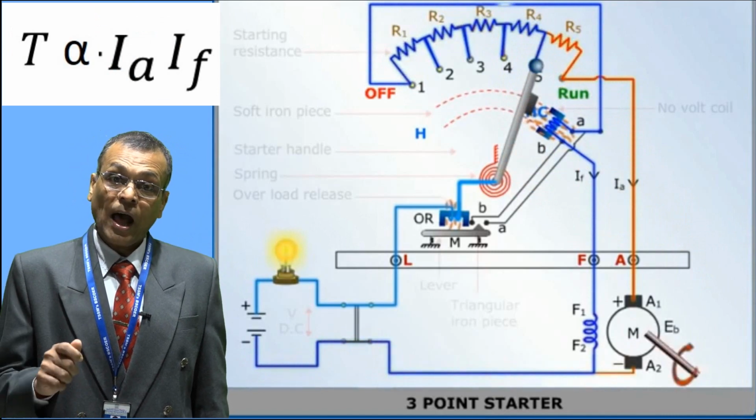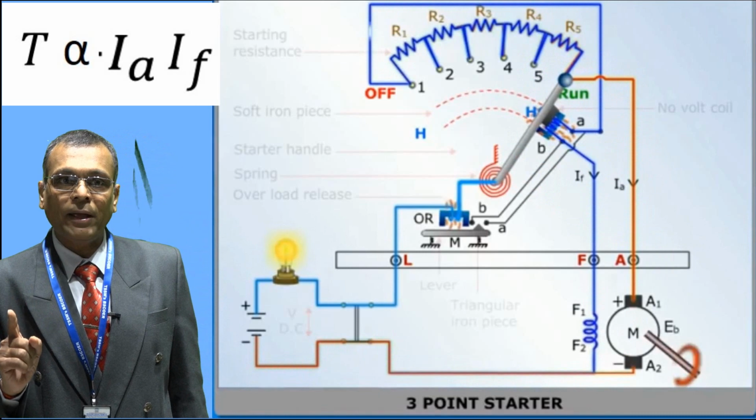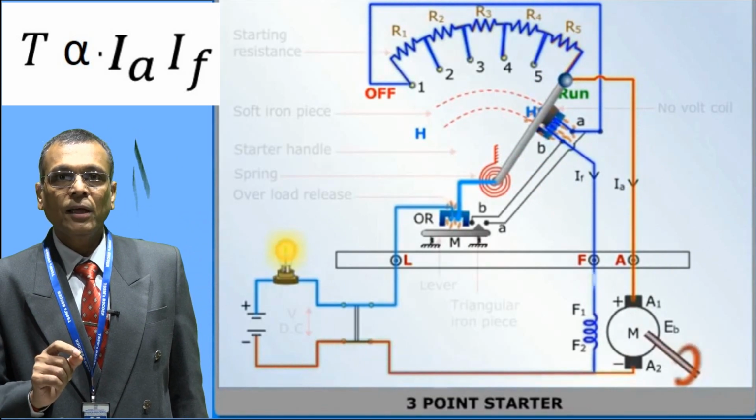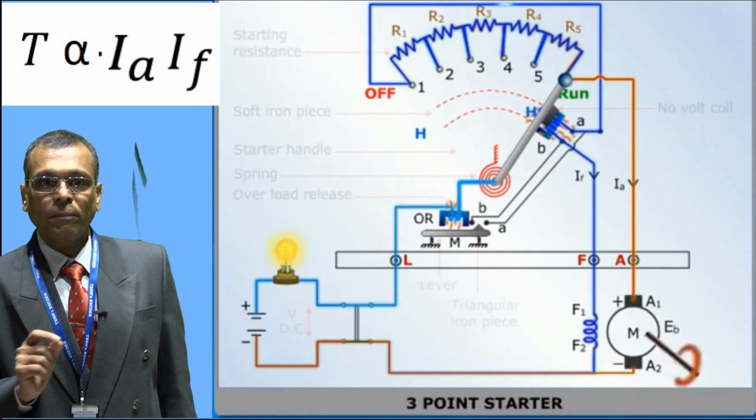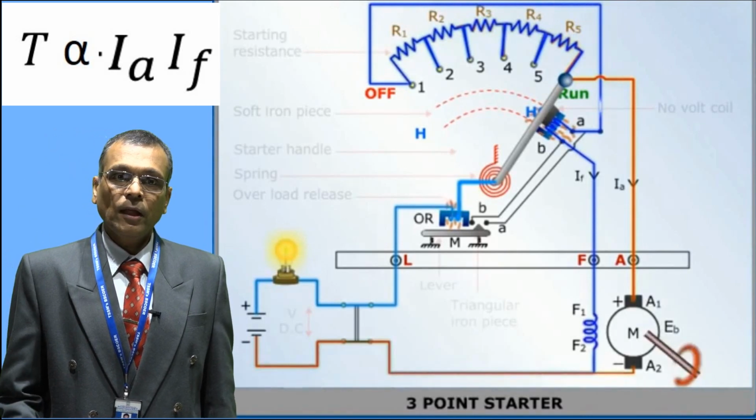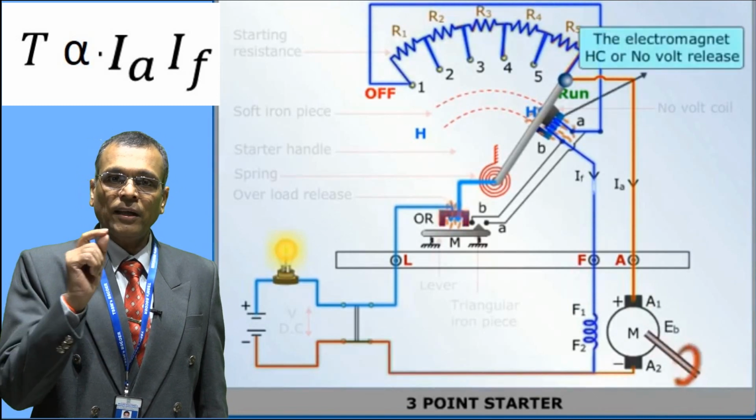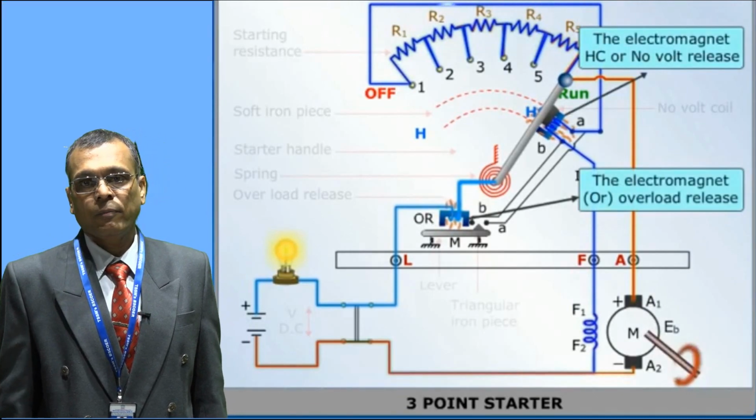And because of this high torque at start, it may cause mechanical damage to the motor, that is, the shaft or bearings of the motor may get damaged. To avoid this, the armature voltage is gradually increased by inserting a 3-point starter.